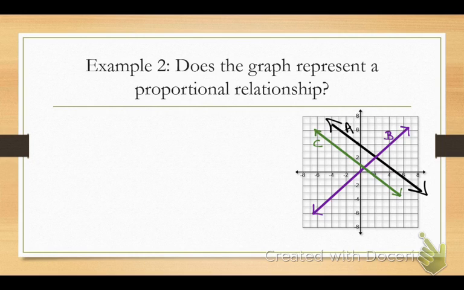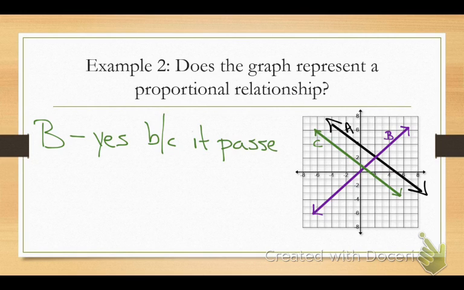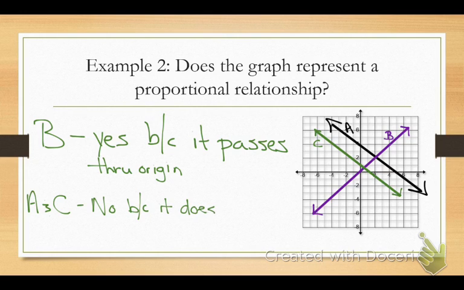All right, so who can tell me, is it A, B, or C? B. It's B, and what's the why? Because it passes through the origin. B is yes, proportional, because it passes through origin, okay? All right, so that's what you're going to write. It passes through origin. All right, so on the flip side, A and C are a no because it does not pass through the origin. That really is the indicator, okay? It does not pass through origin.